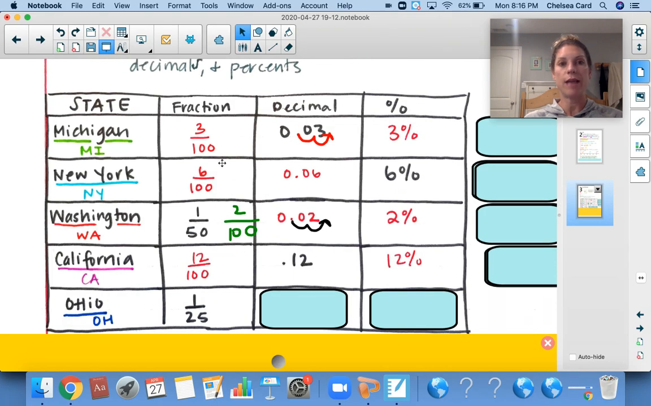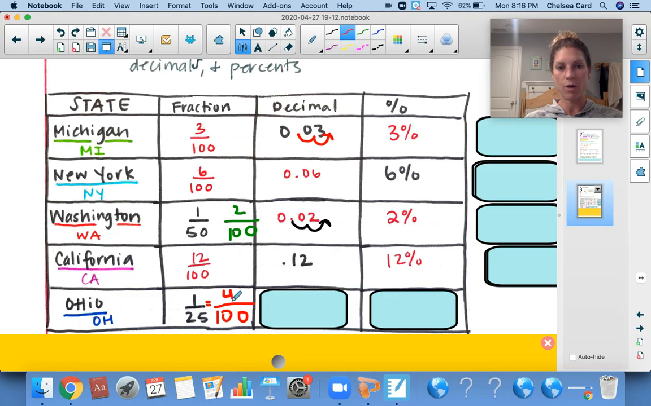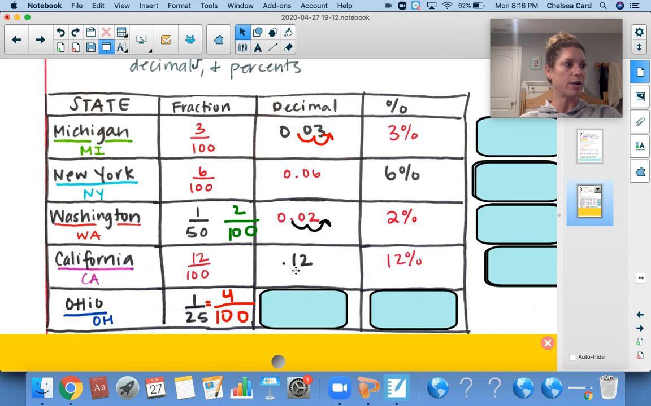So Ohio is last, and Ohio has our fraction of 1/25th. Now, having said what I just said, we want to try to keep the denominators the same. So what I'm going to do is create this as a fraction out of 100 also, so that I can convert it to a decimal. In order to get from 25 to 100, I have to multiply by 4. What I do to the bottom, I have to do to the top. So I'm going to get 4 over 100, which gives me a decimal of 4 hundredths.